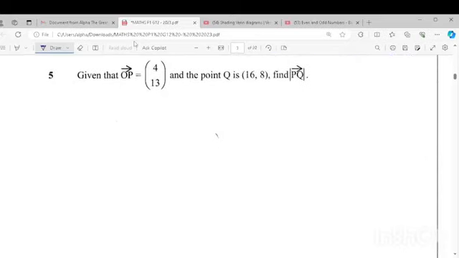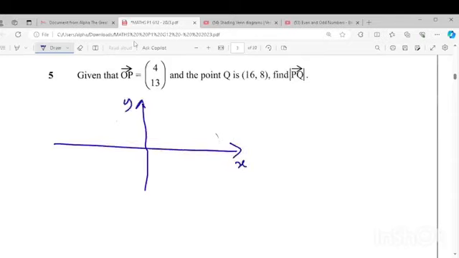Then number 5: given that OP is this and the point Q is this, find the magnitude of the vector PQ. Such a question also, I encourage people to come up with a sketch. You have x and y. The sketch really helps to understand the problem. So you have O here, the origin. Okay, so OP.